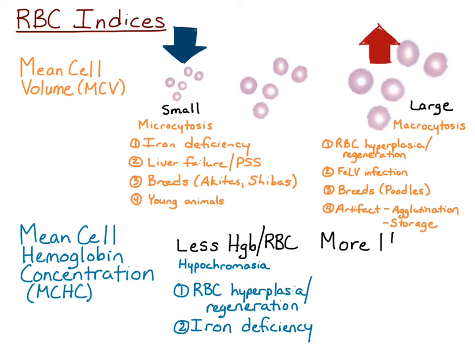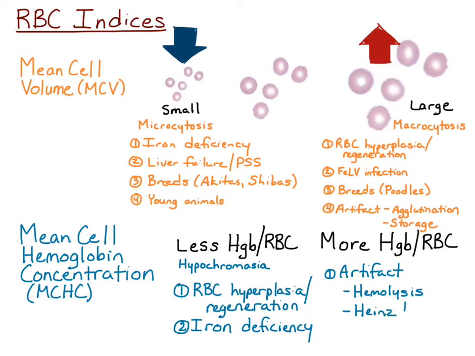Now, going over to an increased MCHC, this actually is not physiologically possible. So if you see an increased MCHC, that has to be an artifact. Common causes of this artifact include hemolysis, Heinz bodies, and lipemia.